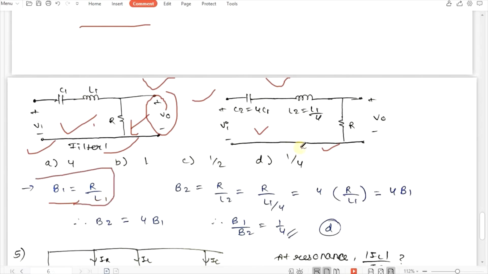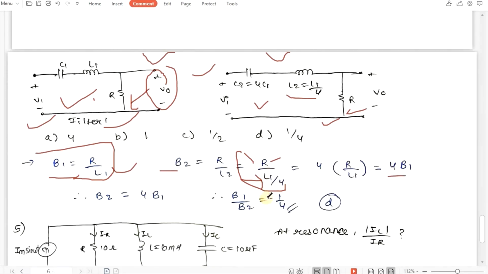For filter 2, our formula will be R by L, which is nothing but R2 by L2. R2 is R here, so we will keep R as it is. L2 is L1 by 4, so we will substitute L2 with L1 by 4, so it will be R upon L1 by 4. Now this 4 will go to the numerator, so it will be 4R by L1. R by L1 is B1, as you can see here, so we get B2 equals 4 B1.